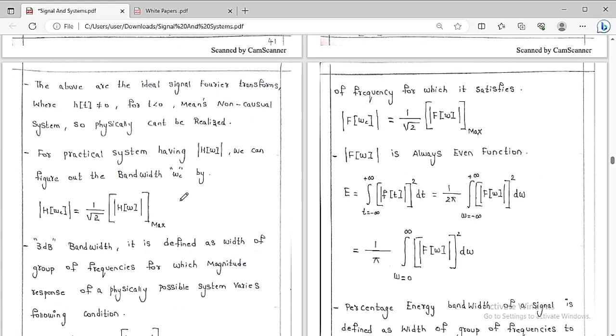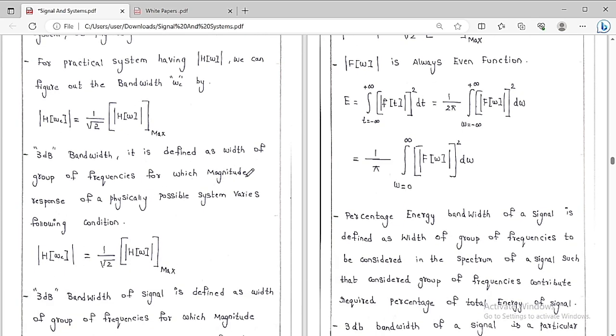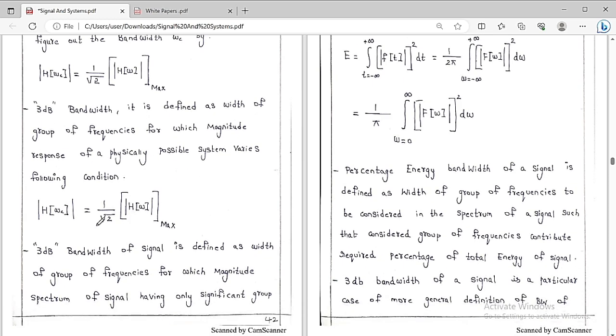So the 3 dB bandwidth is defined as the width of the group of frequencies for which the magnitude response of a physically possible system satisfies the following condition. So what is the 3 dB bandwidth? Same thing. This bandwidth also follows the 3 dB bandwidth. It is defined as the width of the group of frequencies for which the magnitude of H of omega c is equal to 1 by root 2 times the magnitude of H of omega, the maximum value.